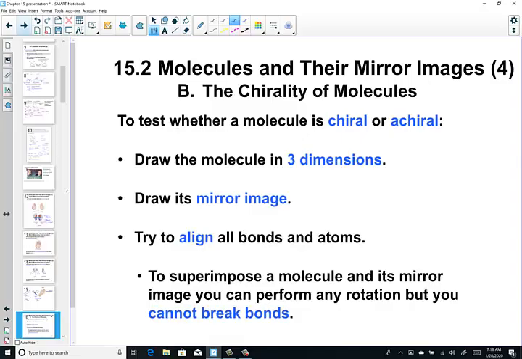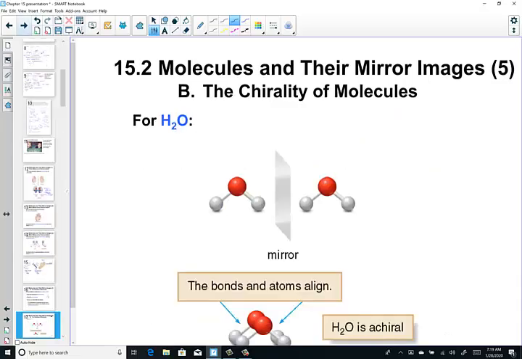So when we test the chirality of a molecule and look for chiral centers, we're trying to find carbons that have 4 unique attachments. And remember, as we draw those, carbon has 2 of the 4 bonds in the same plane. One of them will come out of the paper as a wedge, and the 4th goes behind the paper as a dash. We draw its mirror image and decide, do these line up to be the same, or are they different by the way they're bonded to the carbon? You can twist them, but you cannot break bonds.